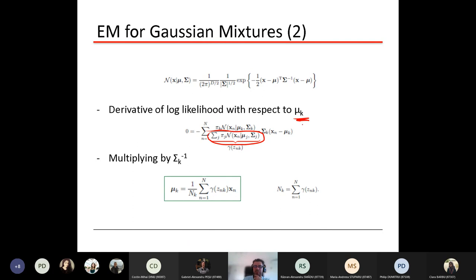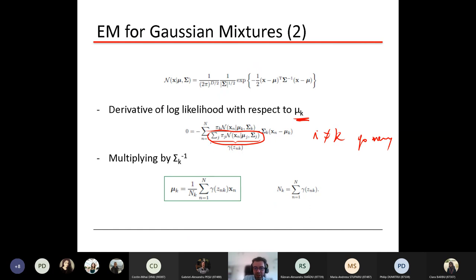Then when we compute the derivative with respect to mu k, pk will stay in front. For all the other values with i different than k, they go away, because they don't depend on mu k, and only for k is the Gaussian going to have something. We also have the Gaussian, because the derivative of e to the power x is e to the power x, but we need to also differentiate the f of x that we have here. When we compute the derivative, we get sigma k, the covariance, multiplied with xn minus mu k. Cool, so this is what we get. It's not so complex.